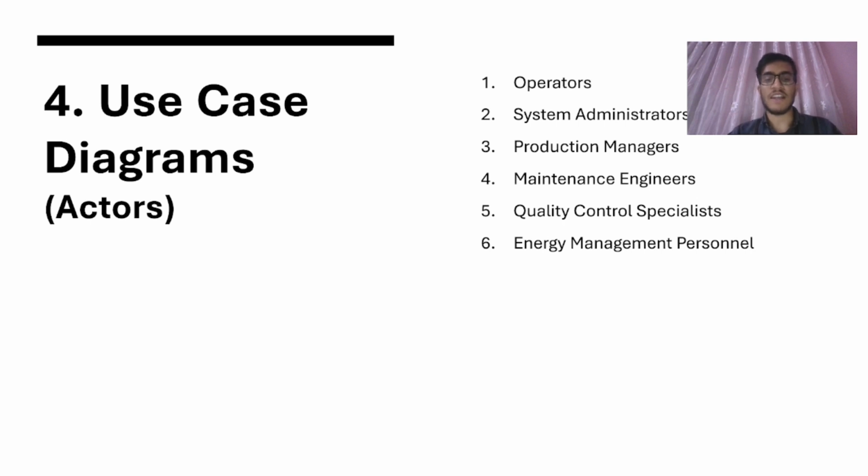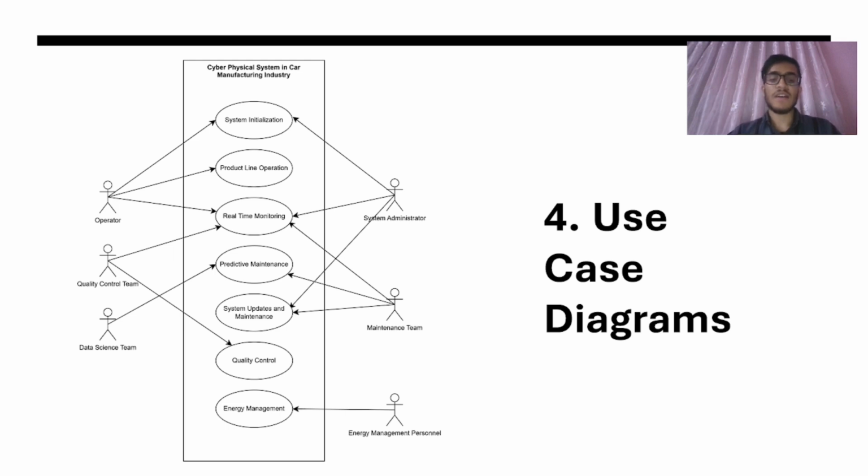Finally, we look at our use case diagrams. Here we identify the key users of our system. Operators who run the day-to-day processes, system administrators who maintain the system, production managers who oversee operations, maintenance engineers who handle repairs, quality control specialists ensuring standards are met, and last but not the least, energy management personnel who focus on efficiency. This slide visually represents how these actors interact with our system, giving us a clear picture of each role and its responsibilities. Now, to tell about the class diagram, I'd like to call my friend Nabin.